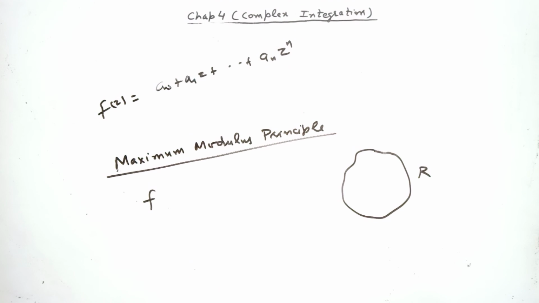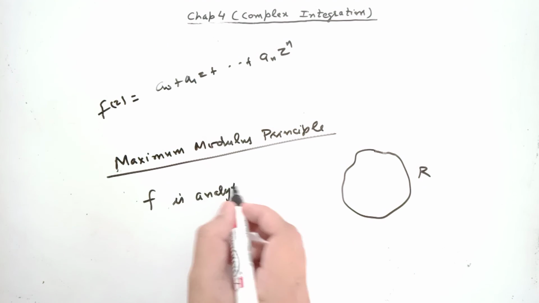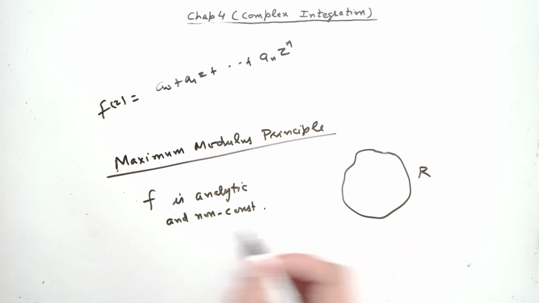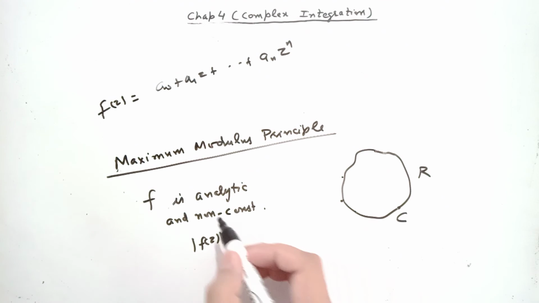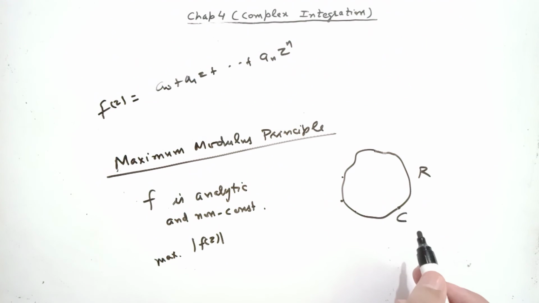Suppose f is continuous within a closed and bounded region, and f is analytic and non-constant. Then |f(z)| attains its maximum value on the boundary of this region, somewhere on the boundary, not inside the region. Let's say the boundary is C. Again I repeat, f is continuous on C, f is analytic and non-constant inside C, then the maximum value of |f(z)| doesn't appear at any point inside C, rather on the boundary of C.